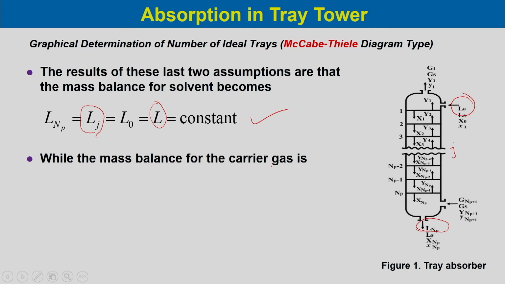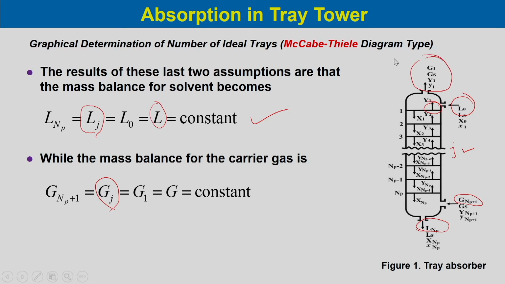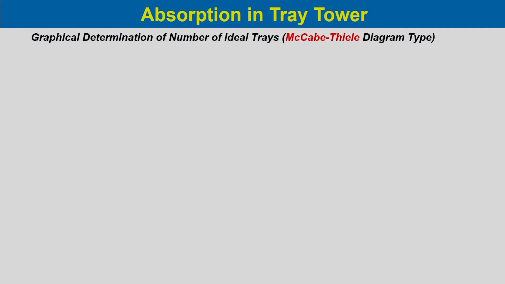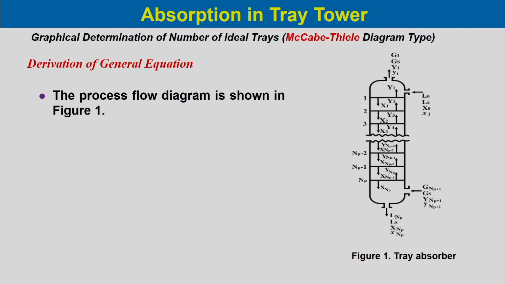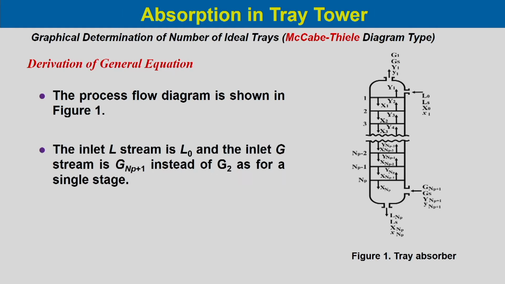Similarly, the mass balances for the carrier gas: G n p plus 1 is entering here, and then it is G j at this location, and then G 1 at the first plate, and then G which is coming out over here. This is the gas flow rate coming out at the exit at the top of the column. So, that remains constant.